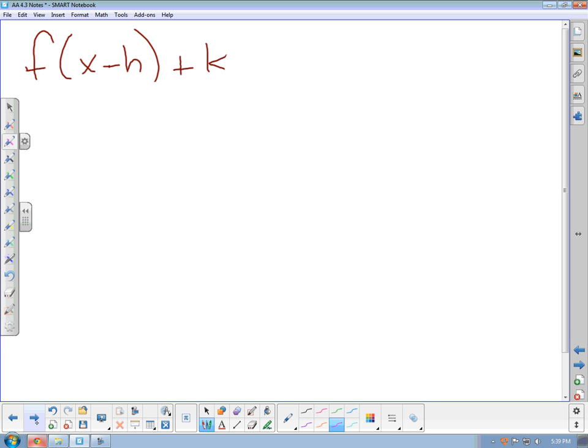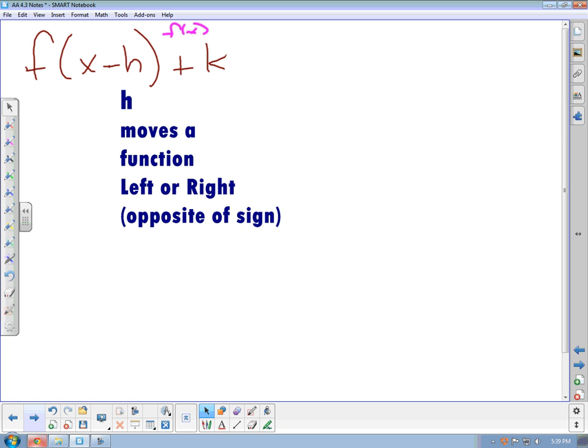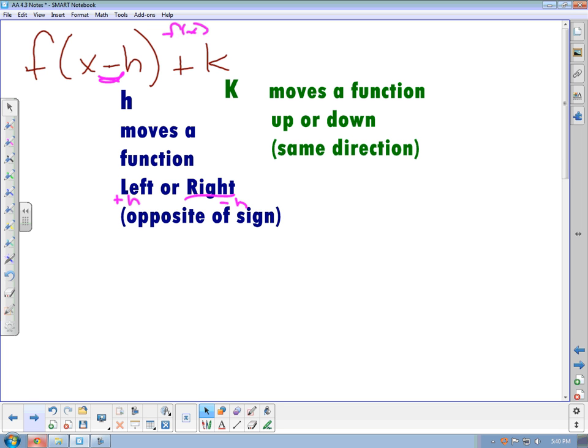So, in general, if you have a function f of x, and you have f of x minus h plus k, the h value tells you to move a function left or right, the opposite of the sign that is in here. If it is minus h, then you move it to the right. If it is plus h, you move it to the left, because it goes the opposite, because it's impacting the x. The k value is going to move a function up or down in the same direction. So a plus k will move your graph up, and a minus k will move your graph down.